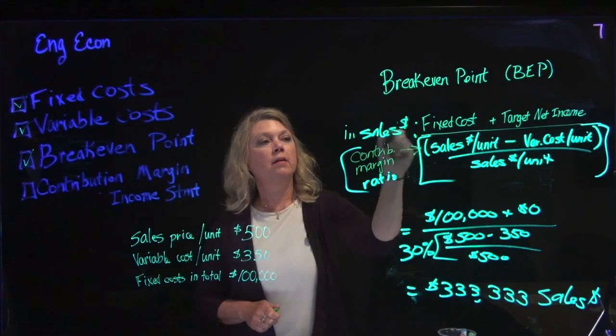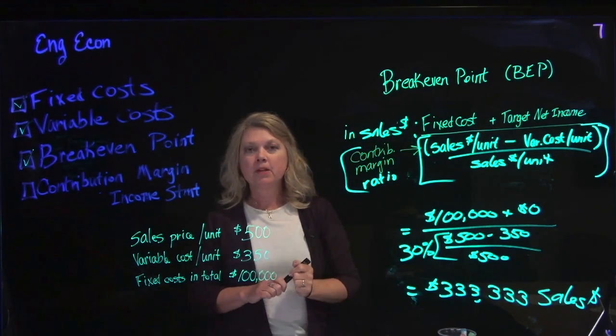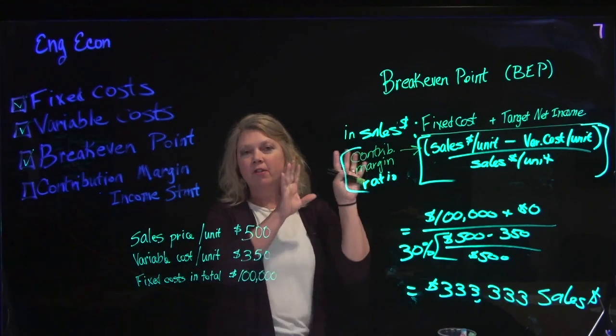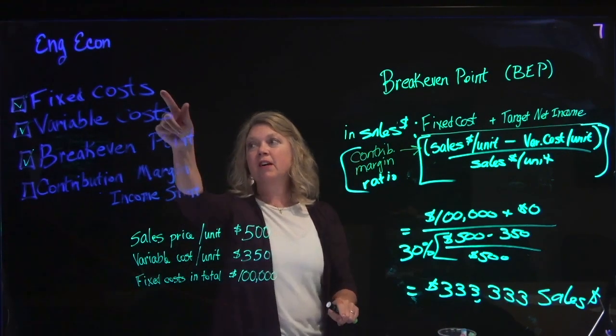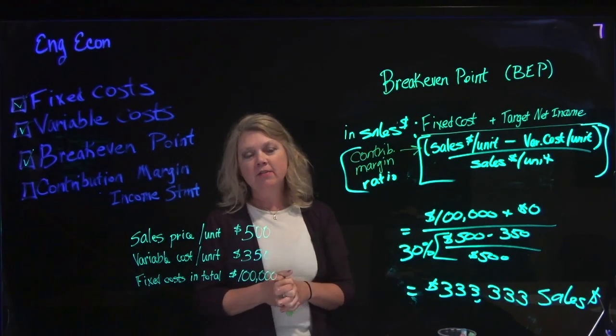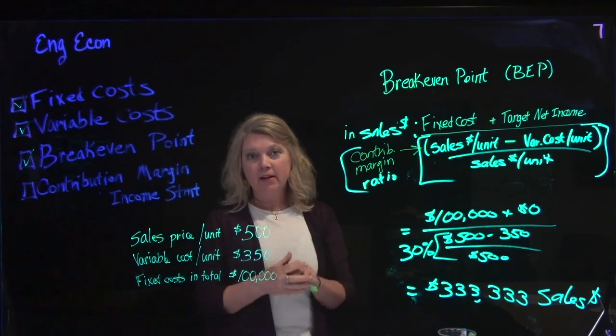So we've done that in both units to be produced and sales revenue to be generated in order to cover all of the costs, both the fixed costs and the variable costs for that level of production. So the company just achieves 0 net income.